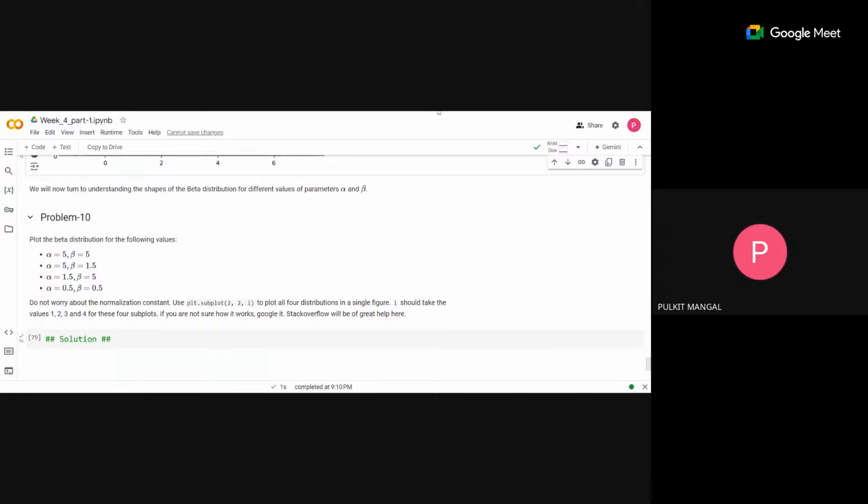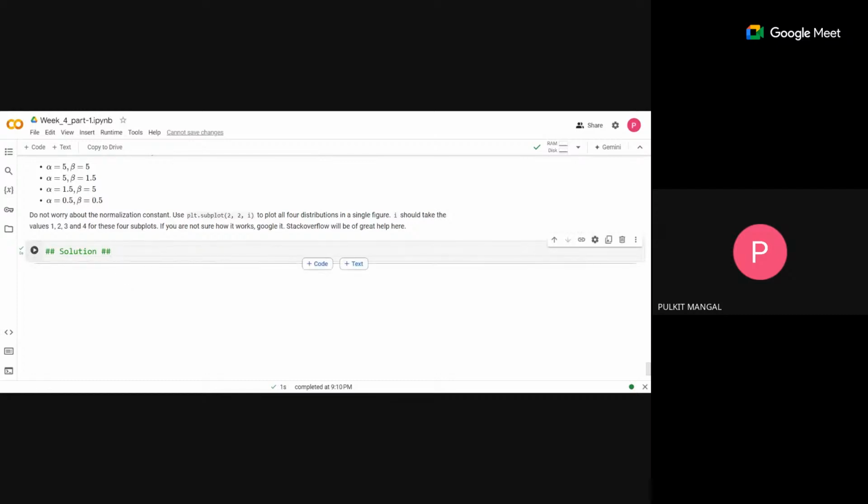The last question is about the beta distribution, and we will stop with this. This is the last question for the session. We have been given these different alpha and beta values, and we have to plot the beta distribution for them. It says do not worry about the normalizing constant. We will use plt.subplot and see how you can use this. So let's start.